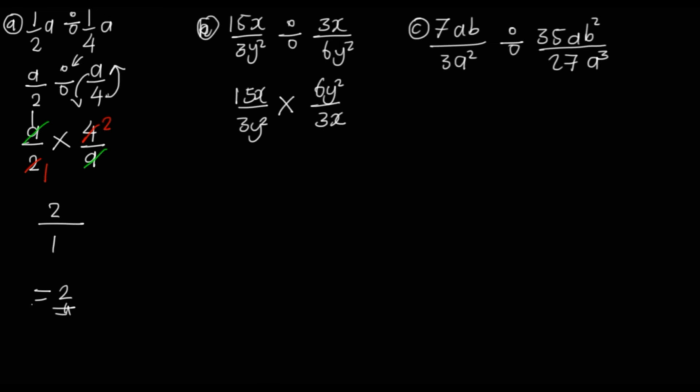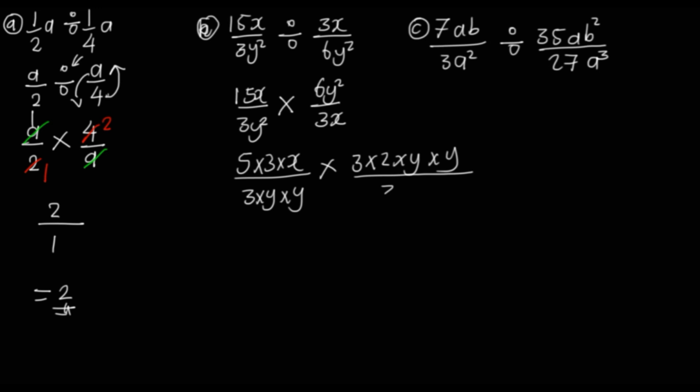Then from there we can use the multiplication, where our 15 is just the same as 5 times 3 times x over 3 times y times y, multiplied by 3 times 2 times y over 3 times x. So now we can simplify. We can cancel these 3s, this x and this x. We can also cancel this y and this y.